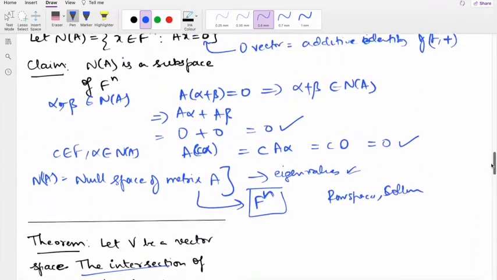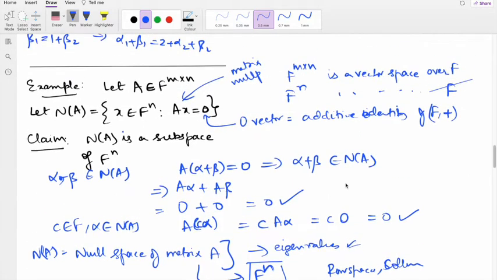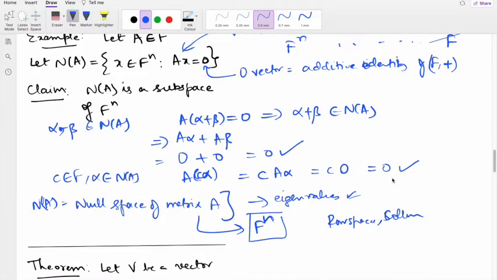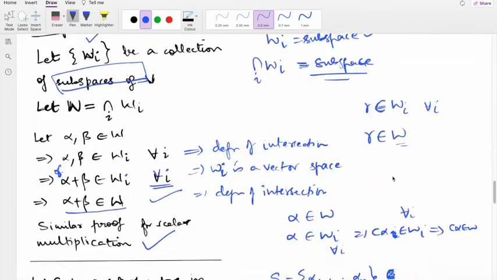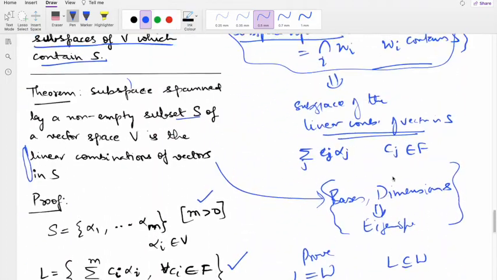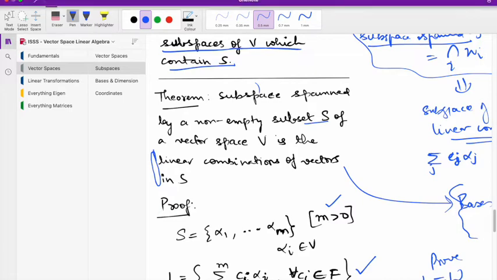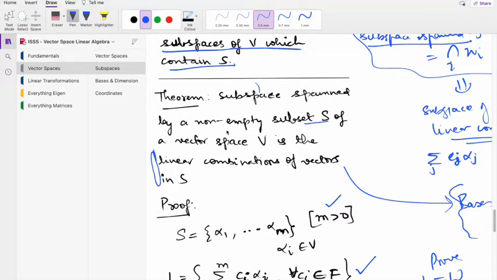Okay. And then we saw something called the null space of a matrix, which is an important subspace of the vector space F^n, right? And we proved a bunch of things, and then we finally came down to this idea of what it means for any subspace to be spanned by a non-empty subset S, which basically turned out to be just the linear combinations of vectors in S. Now this idea we will use today in trying to understand how to define things like bases and dimensions, right?